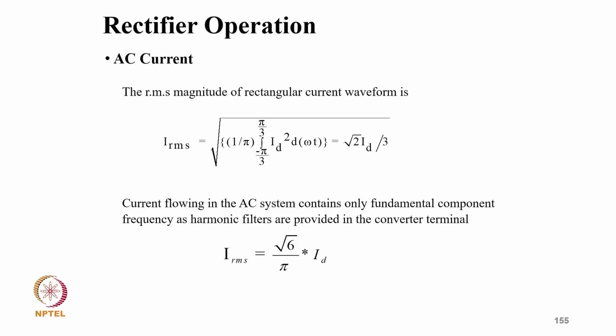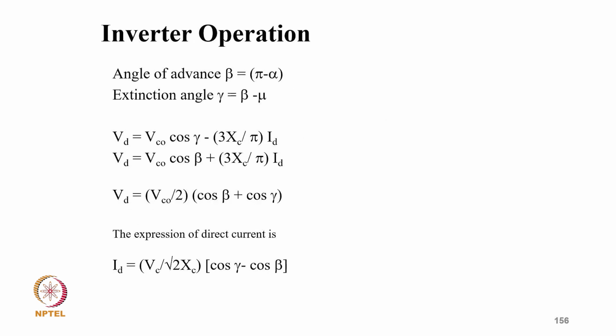So the AC RMS current of the rectifier converter is IRMS equal to root of 1 upon pi integral from minus pi by 3 to plus pi by 3 of ID square d omega t, that is root 2 ID by 3. The current flowing in the AC system contains only fundamental component frequency, and harmonic filters are provided in the converter terminal. So IRMS equal to root 6 upon pi into ID.